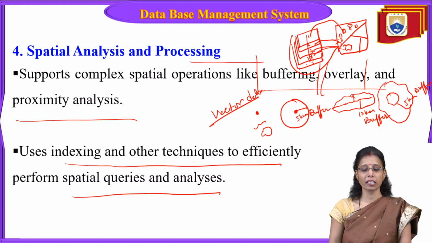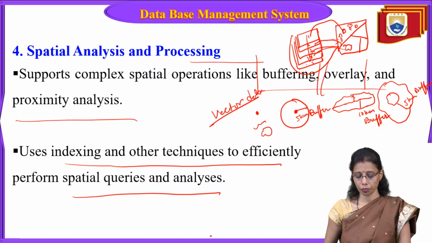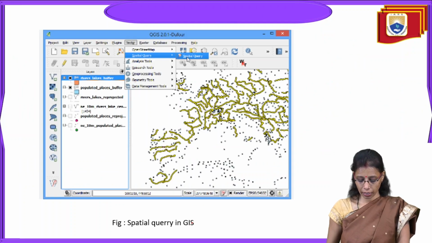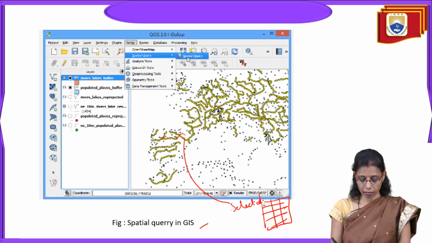It will help us in indexing and other techniques to efficiently perform spatial queries and analysis in the process. So this is how we do a spatial query in GIS. You can see here the data which are selected. The selected data will give the information in the form of a table, like point 1, point 2, point 3, point 4. That is how the information will be given in the GIS process. So this will be the output.